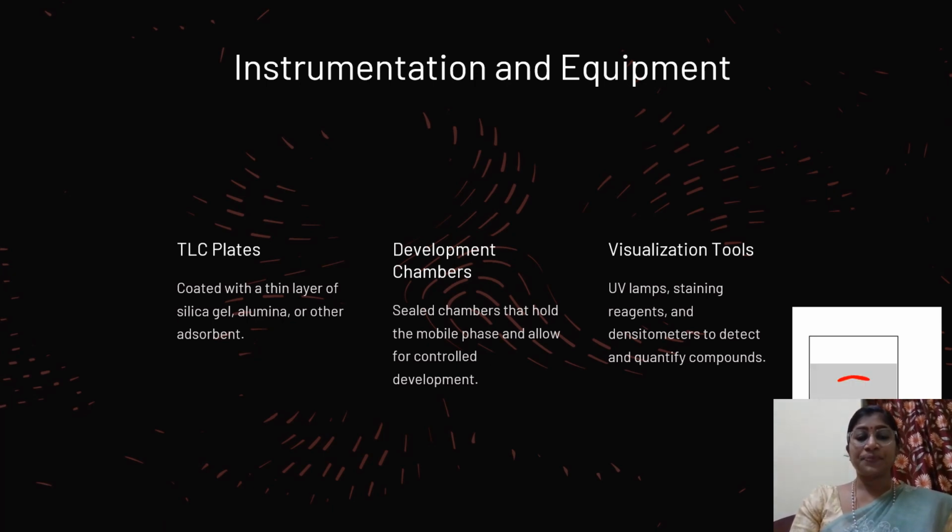Instrumentation and equipment. TLC plates: plates coated with a thin layer of silica gel, alumina or other adsorbent. Then the second one, development chambers: sealed chambers that hold the mobile phase and allow for controlled development. Visualization tools: UV lamps, staining reagents and densitometers to detect and quantify compounds.